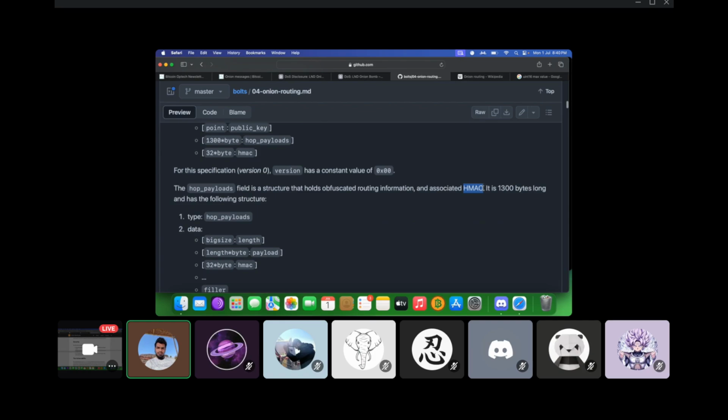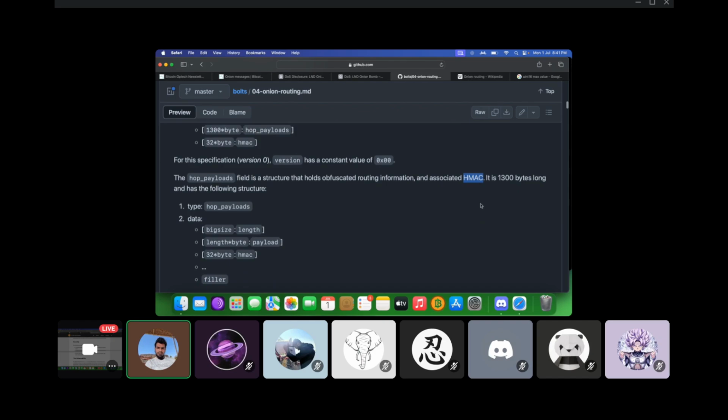When you receive the onion message, you need to be authorized to open or peel that onion message, right? You do that using a shared secret. That shared secret is deduced using something called the elliptic curve Diffie-Hellman key exchange. That is how you deduce the shared secret.